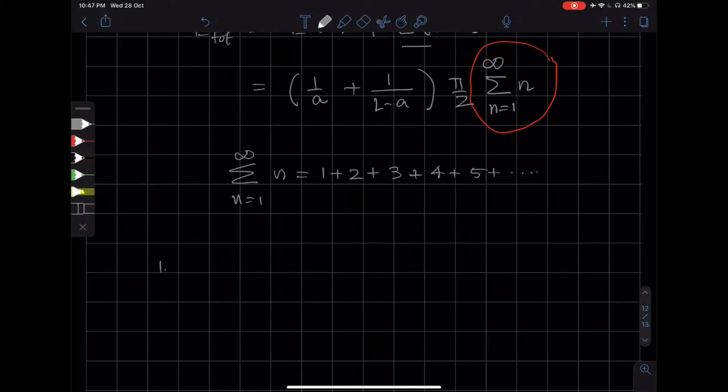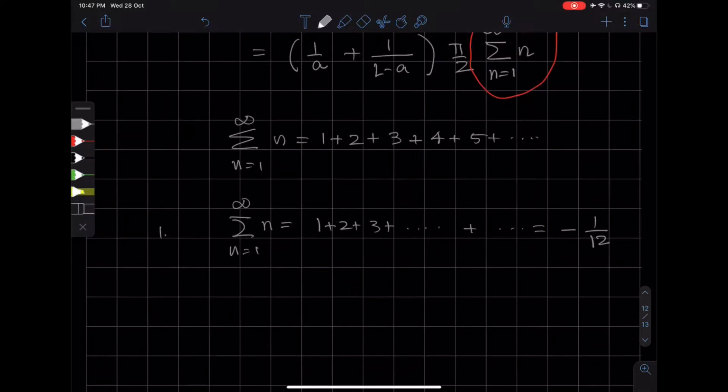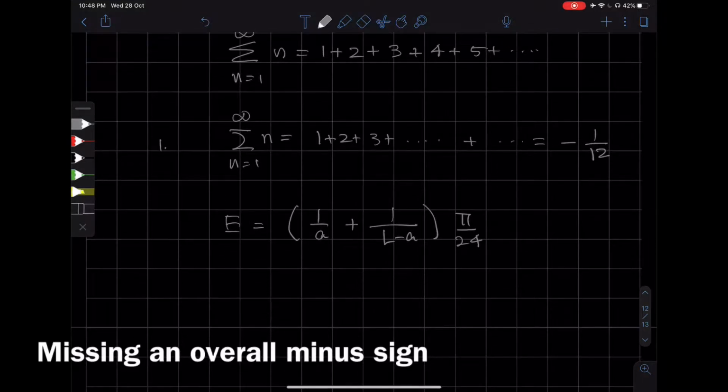The first one is what is known as the zeta function regularization. Zeta function regularization tells us that if we have a divergent series of this form, not only do they add up to something finite, they add up to a negative number, minus 1 over 12. If I use this, then the total energy is going to be given by 1 over A plus 1 over L minus A times pi over 24. Therefore, we can work out what the force is between the two parallel plates, and that'll be given by the derivative of E with respect to A.